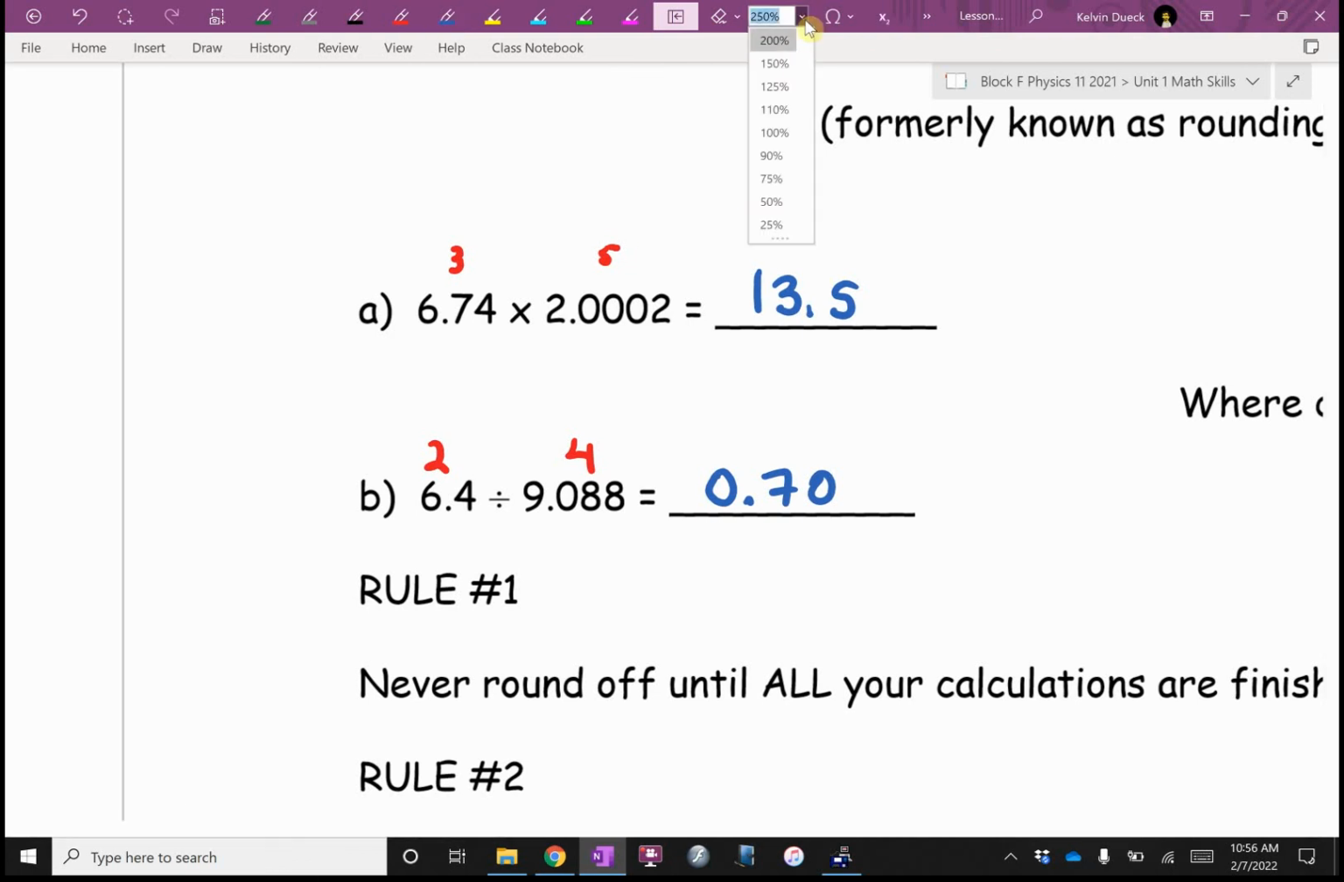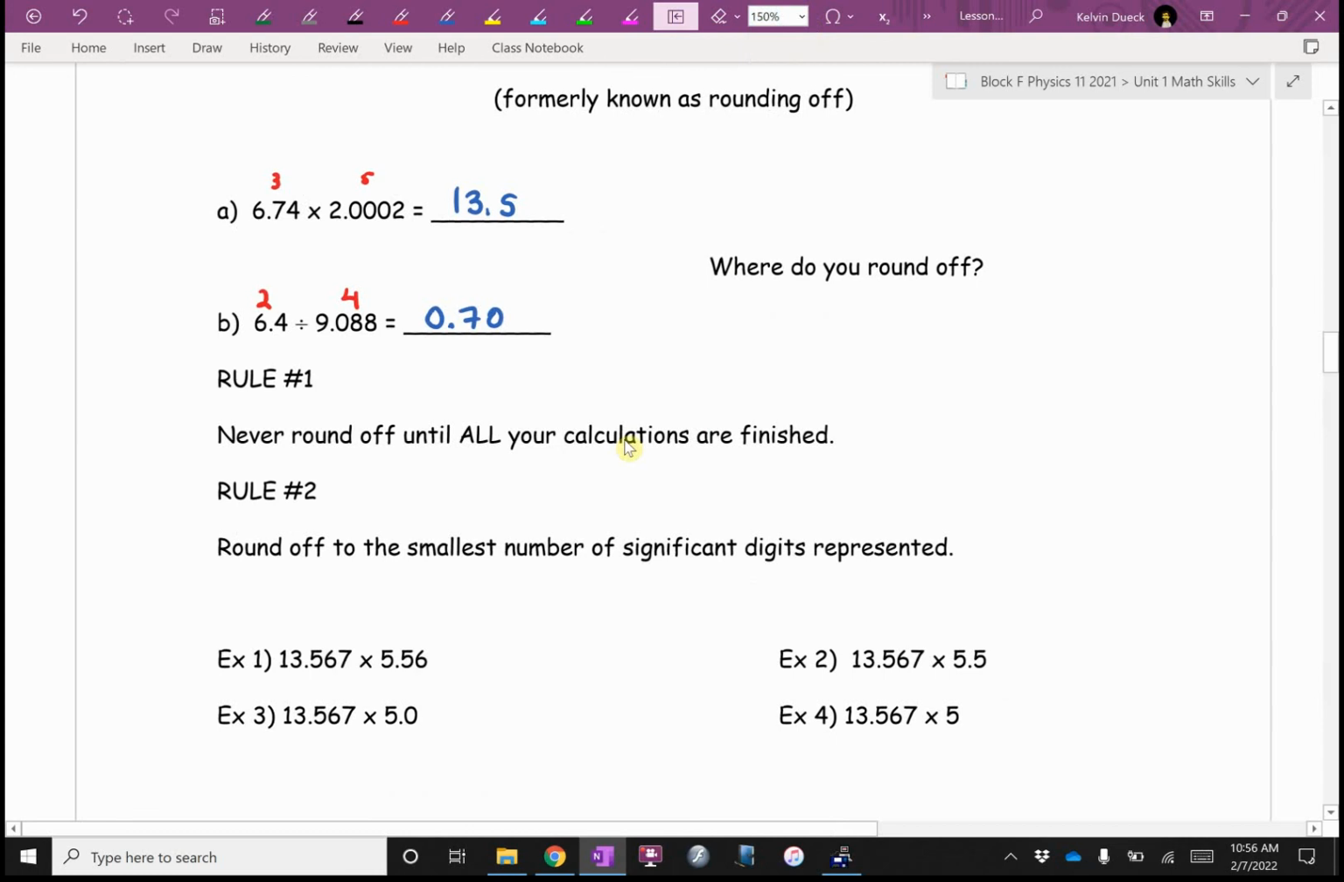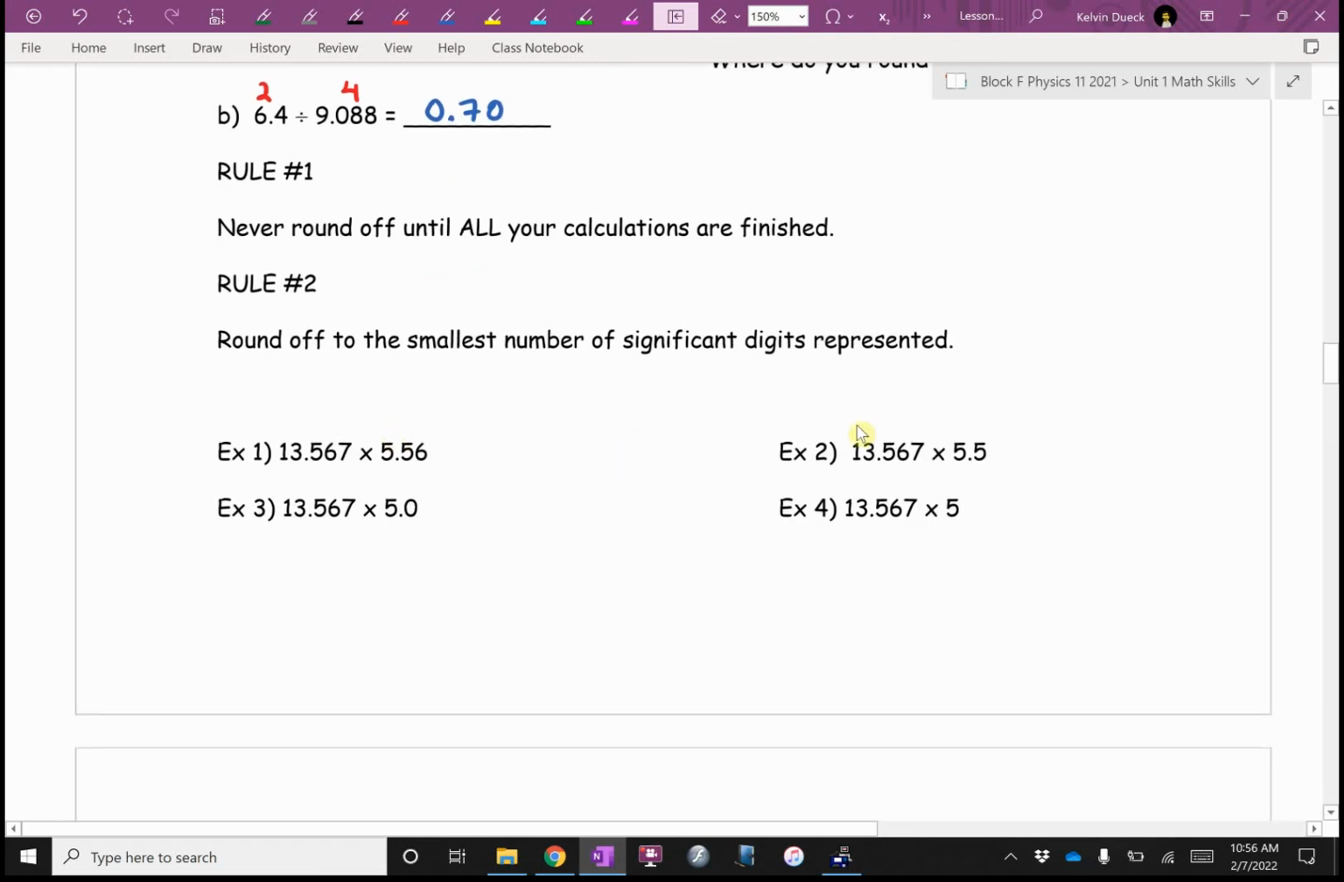So, rule 1, never round off until all your calculations are finished. Don't round off. Type it into your calculator as is. Rule 2, smallest number of sig figs in your data. Can you try these 4 questions right here on your own? I'm going to do them. You can look up and see if we get the same answer really quickly.